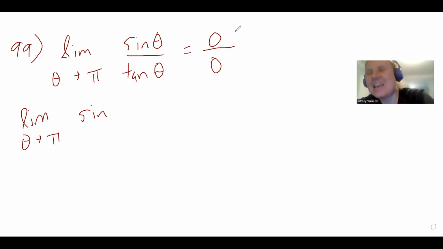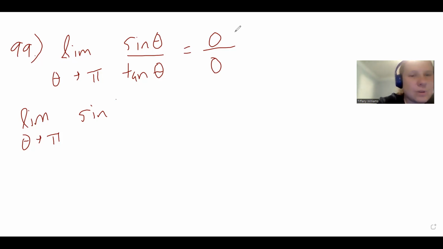Okay, so now we've got sine of theta over tangent of theta, so we do have the indeterminate form of 0 over 0. I was wondering why we got 0 over 0. Okay, see, if we actually had a class, you'd be yelling at me right now, like, what are you doing? That doesn't make sense.